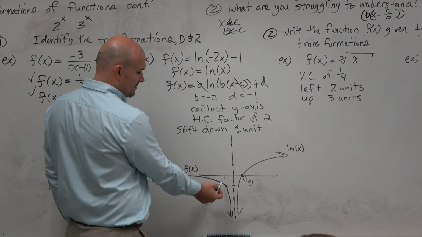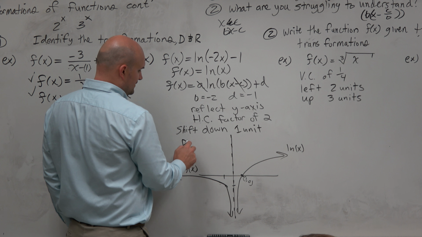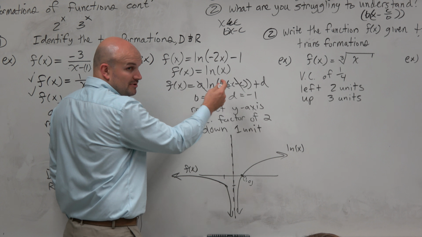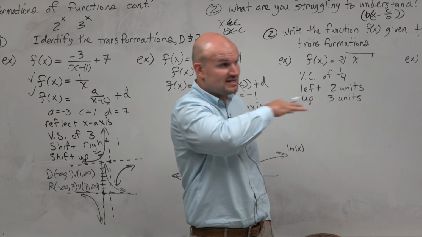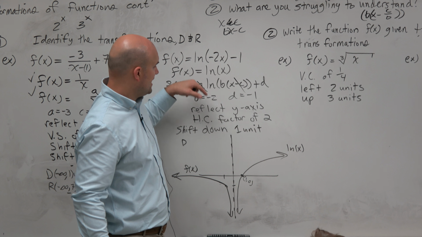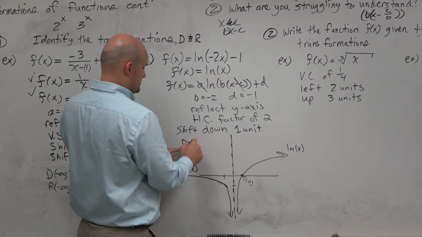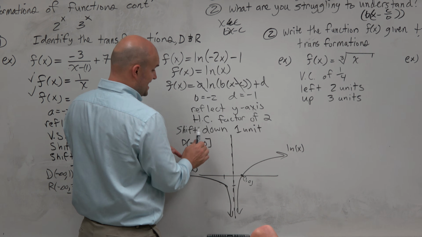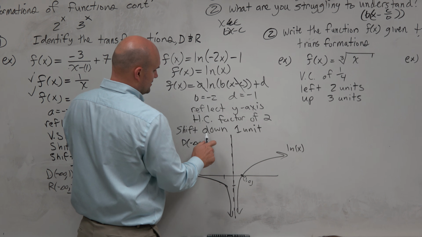So now let's look at the domain. Well, the domain got affected, right? Because there was a reflection. Remember, the domain is only affected by horizontal shifts. Even though we weren't shifting it left to right, the domain got reflected, so that affected our domain. So in this case, it's -infinity to 0. 0 is not included, though, because it's an asymptote.